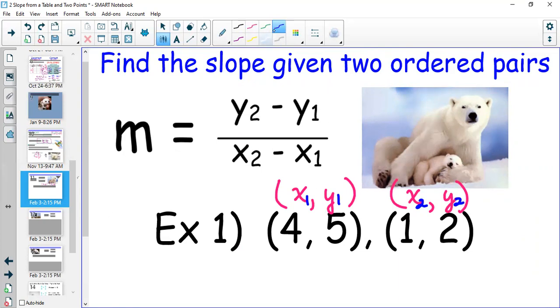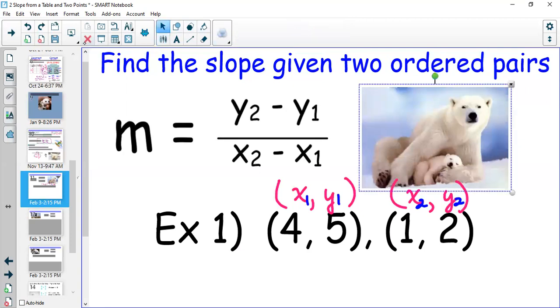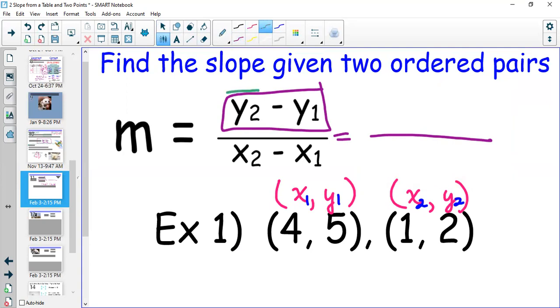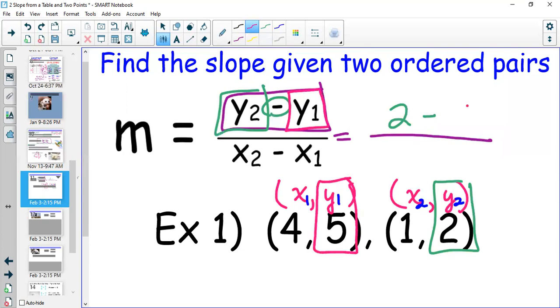Okay, and I'm going to use this formula up above. Sorry, polar bears, I'm going to move you guys here just for a second. The formula starts off with a fraction, and on top, your numerator is going to be y2 minus y1. So if I'm looking at y2, I want to plug that in first. I find y2, that is 2. And I'm going to put a minus because I see the subtraction sign. And then I'm going to find y1. My y1 is 5. So my numerator is 2 minus 5, which I know is going to be negative 3.